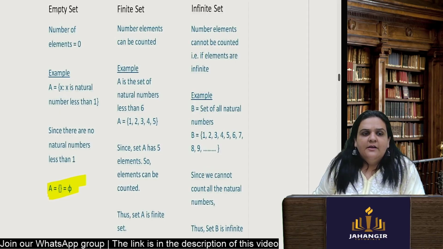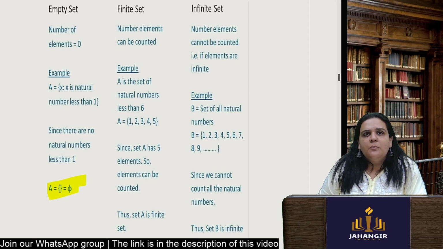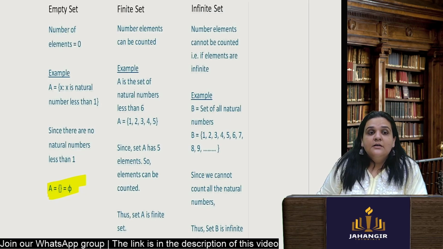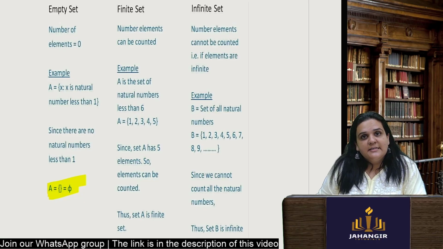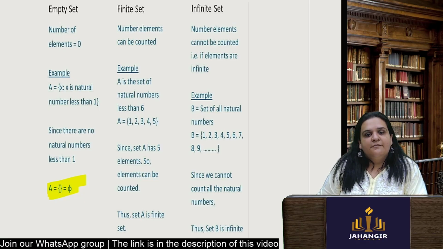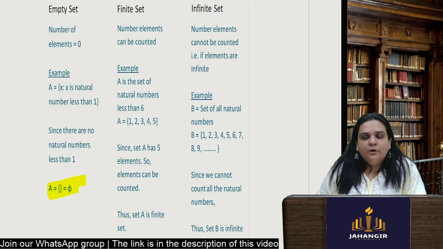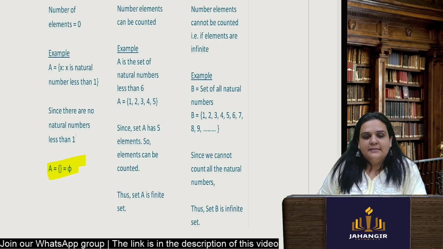Or you can say finite set means innumerable elements are there, you can't count. Finite means there is a specific number of elements. So if I am telling you natural numbers less than 6, so 1, 2, 3, 4 and 5 are less than 6. But if I tell you all the natural numbers, then from 1 till infinite sets.